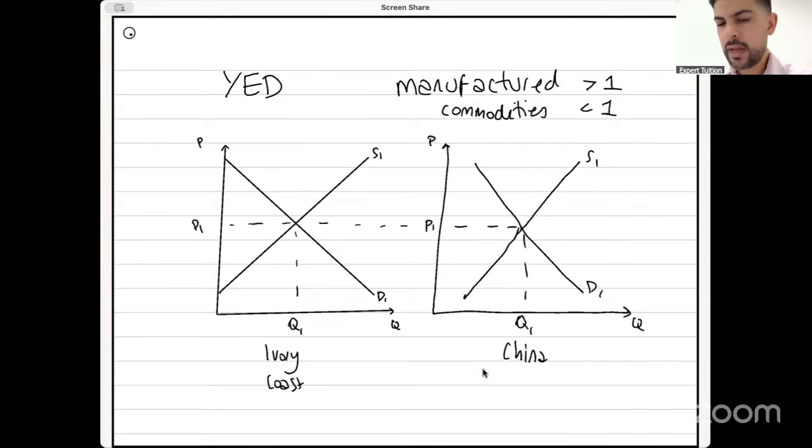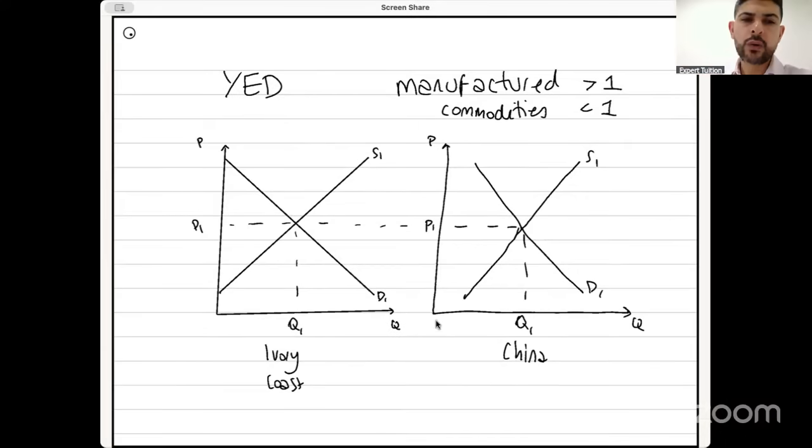Yeah, so obviously the Ivory Coast are selling a primary product, whereas China are selling a manufactured good. Now, global incomes are pretty much always going up over time. If you look at history, global incomes go up almost all the time. The two exceptions to that are the Great Depression of the 1930s and the financial crash of 2008.